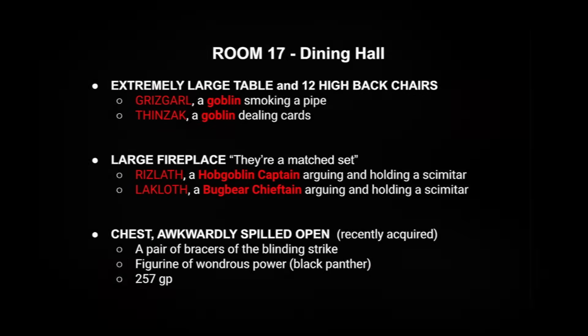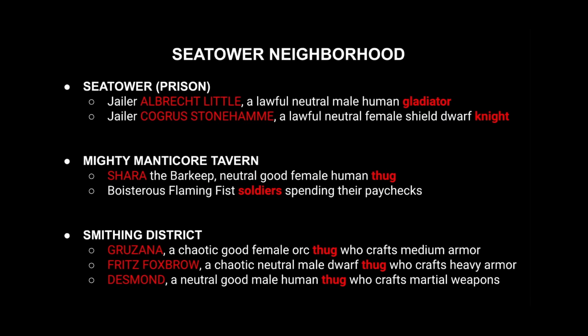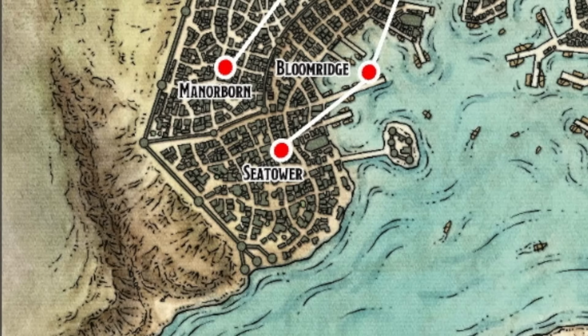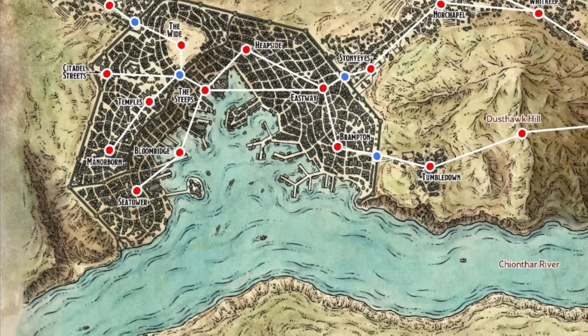And I can do the same thing with one of my city neighborhoods. Here's the Sea Tower neighborhood from Baldur's Gate described with the exact same number of bullet points. There's Sea Tower Prison with a couple of NPCs that run the prison. There's the Mighty Manticore Tavern with an NPC barkeep and a group of boisterous soldiers who are spending their paychecks. And in the smithing district, you have 3 of the best smiths in town. One who crafts medium armor, one who crafts heavy armor, and one who crafts martial weapons. So with that exact same number of bullet points, I've actually laid out one of my neighborhood nodes on my city map.